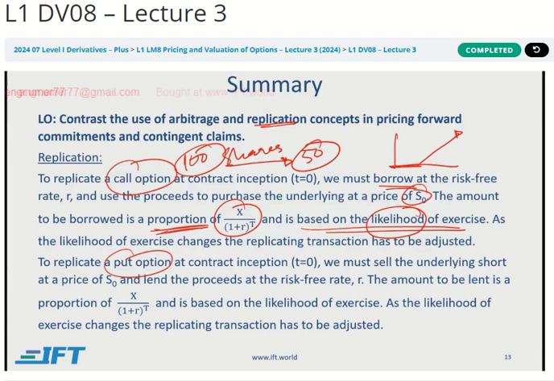For a put option also, we don't short sell all the shares. We will short sell only a portion of the shares, and how much also depends again on the likelihood of the exercise. And this is an ongoing dynamic process, and the amount has to be adjusted dynamically. And again, you will learn more about this, and I hope to teach you more about this in level 2.